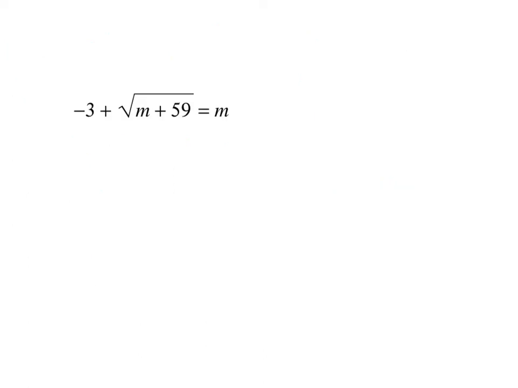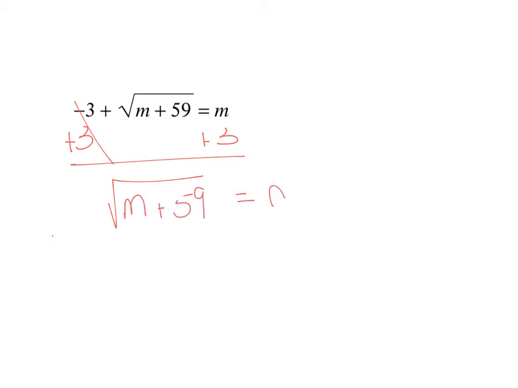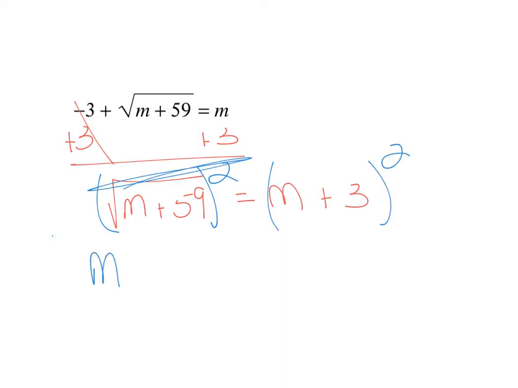Okay, so for this question, I'm going to isolate my radical. So I'm going to add 3. Cross that off. I have the square root of m plus 59 equals m plus 3. So now I want to get rid of my square root. I'm going to do that by squaring both sides. These would cancel. I end up with m plus 59 equals, now here's the tricky part of this problem.